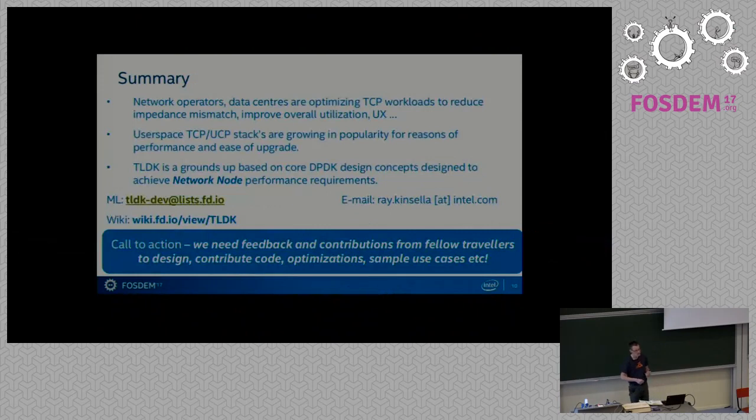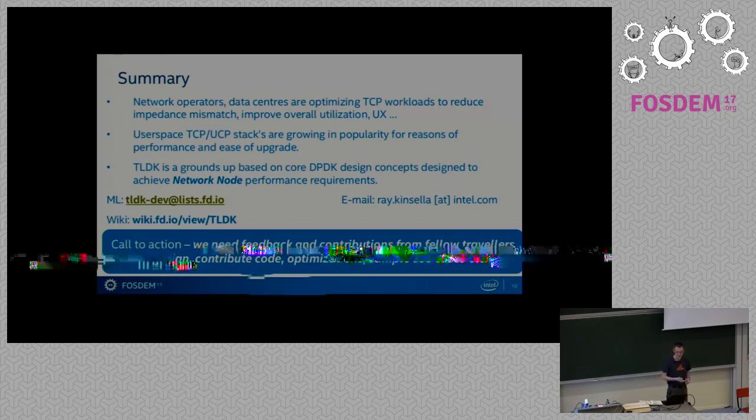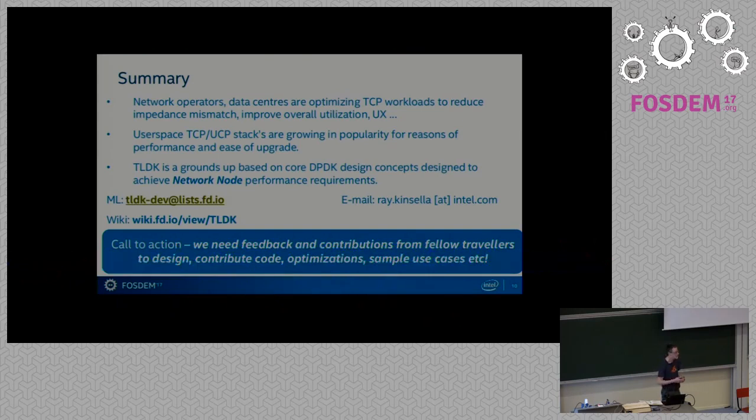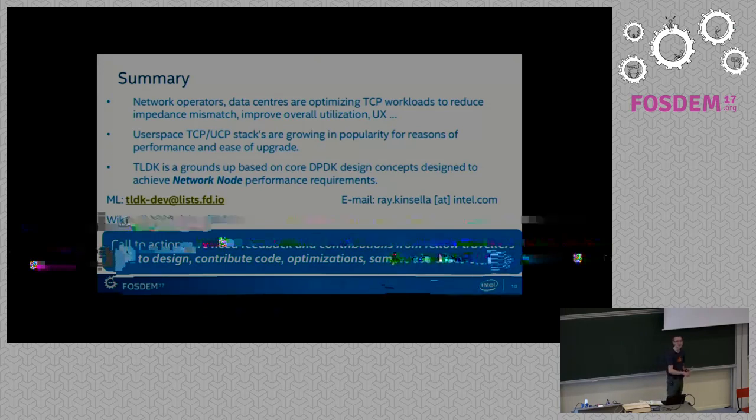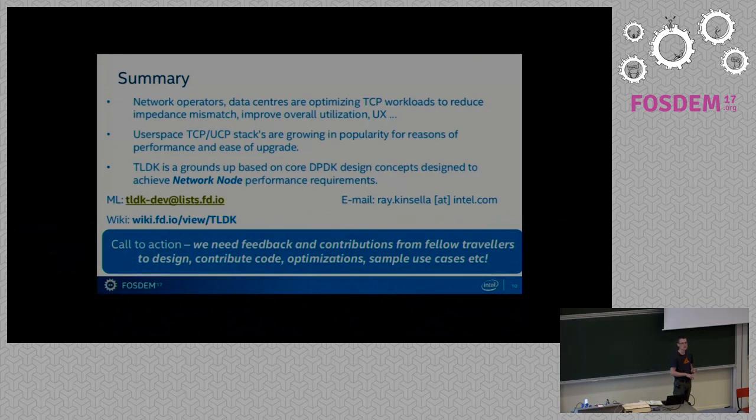So in summary, network operators and data centers are all optimizing TCP to improve end user experience and improve overall network utilization. TCP stacks are growing in popularity. I think I counted 11 TCP stacks on top of DPDK and netmap while I was in the process of writing this presentation. You're probably familiar with some of them. You have DPDK, ANS, libcloudnet. There's a TCP implementation in VPP. There's CSTAR. There's mTCP. There's lots and lots of TCP implementations in user space.